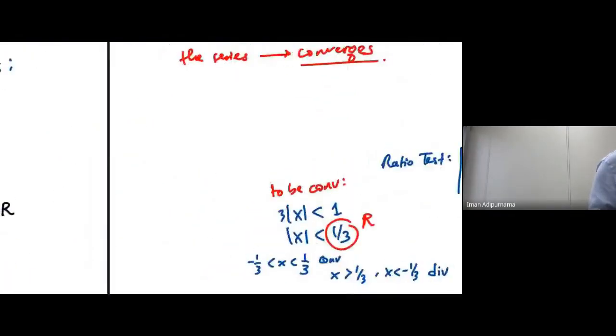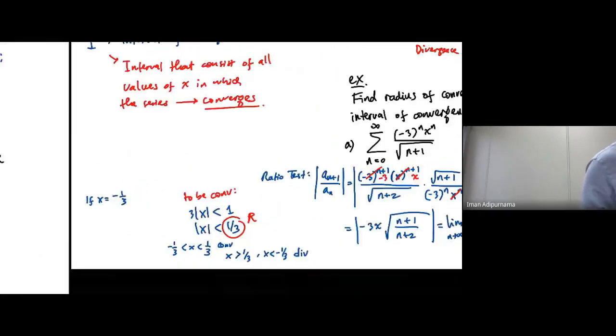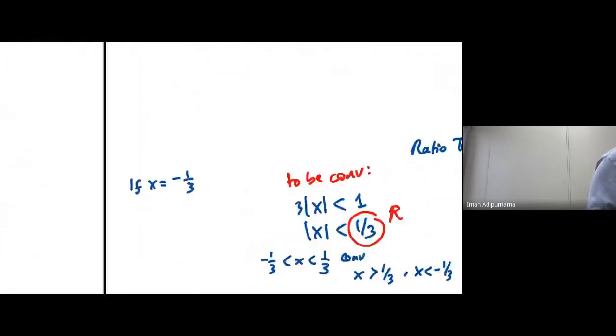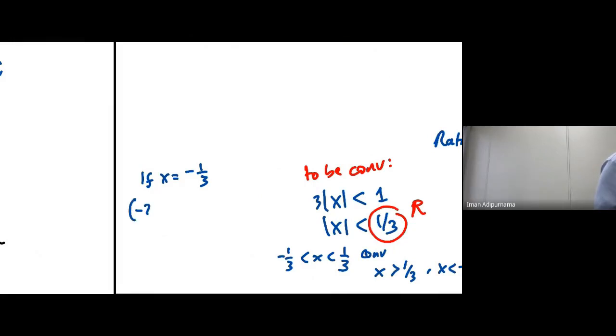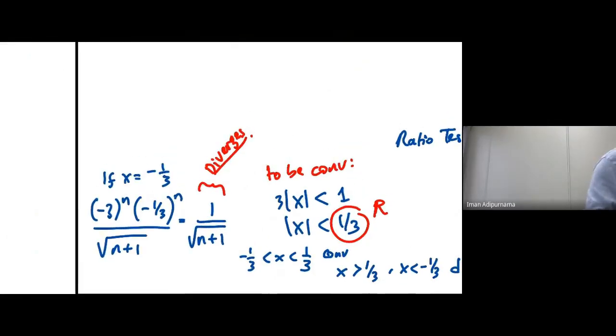And we need to check the endpoints. If x equals negative 1 over 3, the series will be 1 over the square root of n plus 1. And this series diverges, okay? This is a p-series with p less than 1.